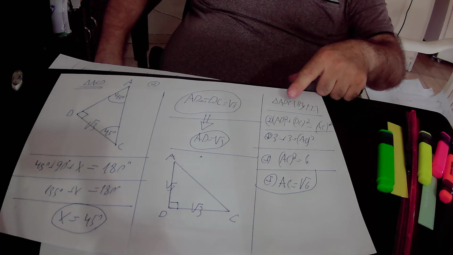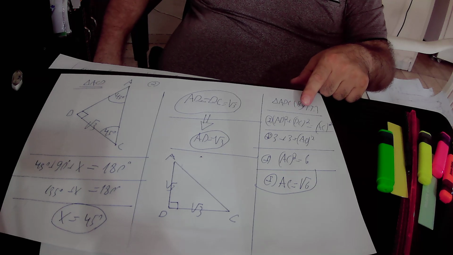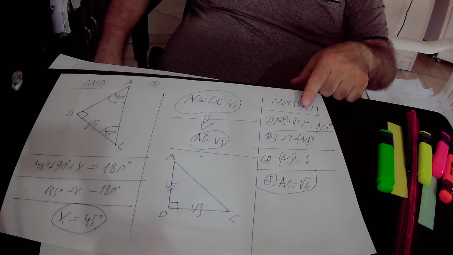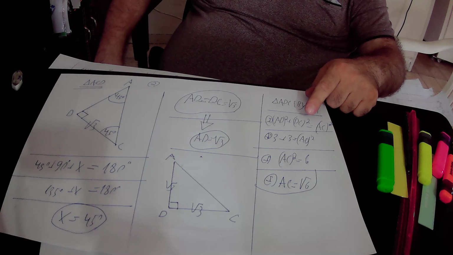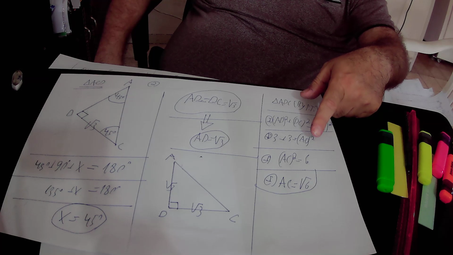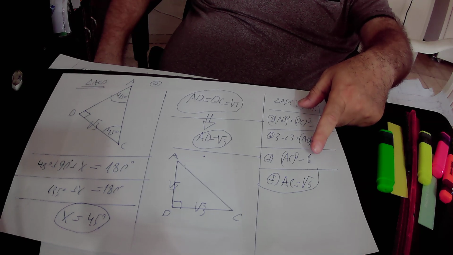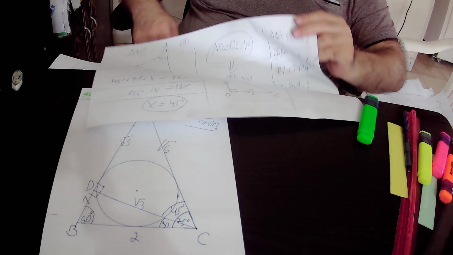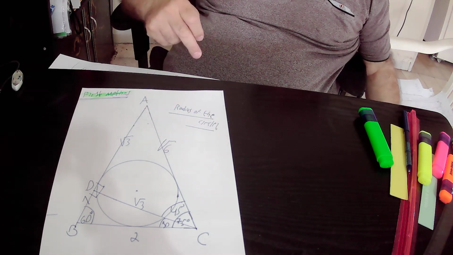AD is square root of 3, so AD square is square root of 3 squared, that is 3, plus DC square, which is also square root of 3 squared, that is 3. So we found that AC square equals 3 plus 3. 3 plus 3 is 6, so AC square equals 6. We took the square root of this equation, and we found that AC equals square root of 6.